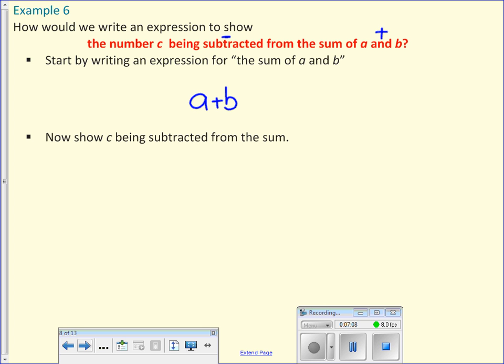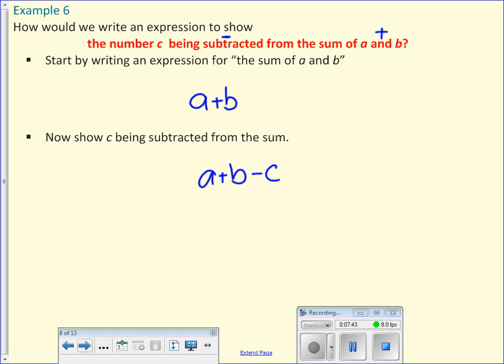Now is A plus B being subtracted from C? Or is C being subtracted from A plus B? It says C is being subtracted from the sum of. So what would come first? So it would be A plus B minus C, or would it be C minus A plus B? Excellent. So we have to have the sum, and then C is being subtracted from that.